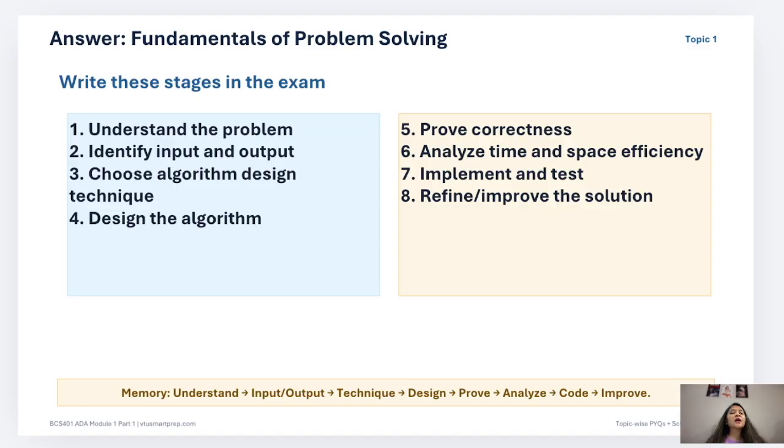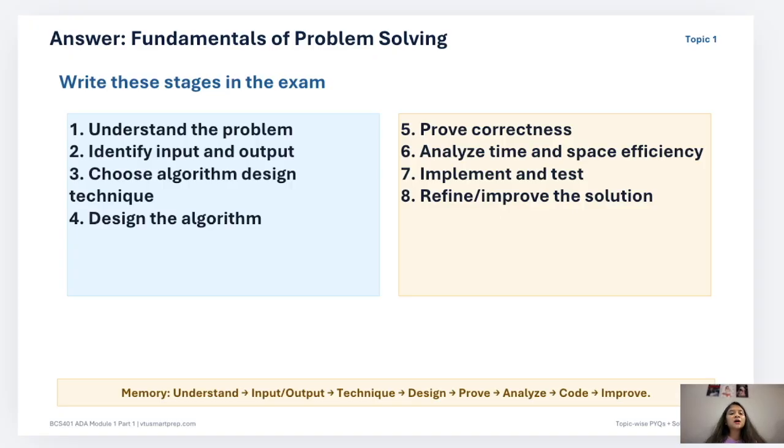And the eighth step is refine or improve the solution. If the algorithm is very slow or not efficient, definitely we have to improve it, right? If the program we are going to run or execute is not efficient, or if it is consuming a lot of space, we can improve the program. We can refine it. That is the eighth stage: refine or improve the solution. If the algorithm is not efficient or is working slow, we have to improve it.